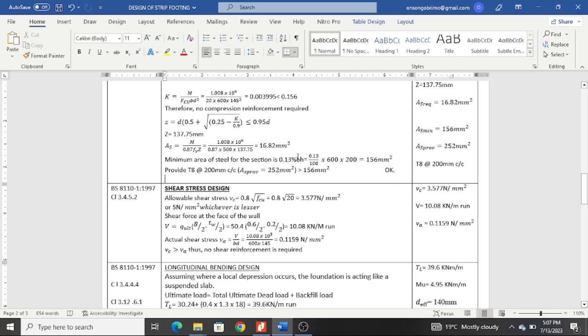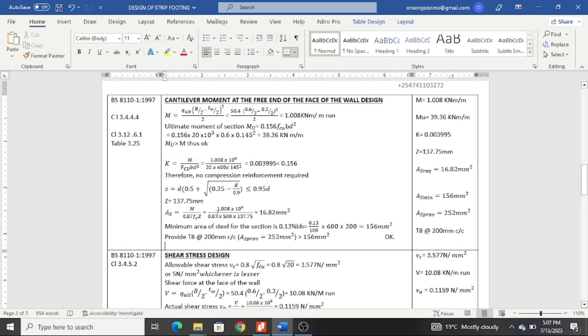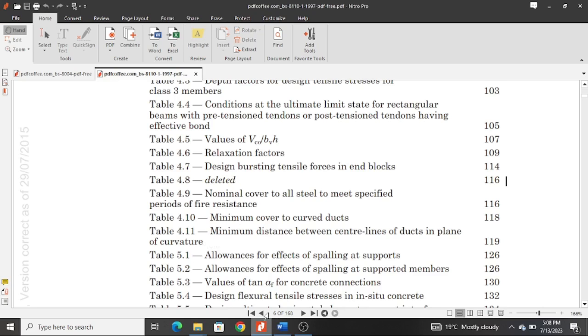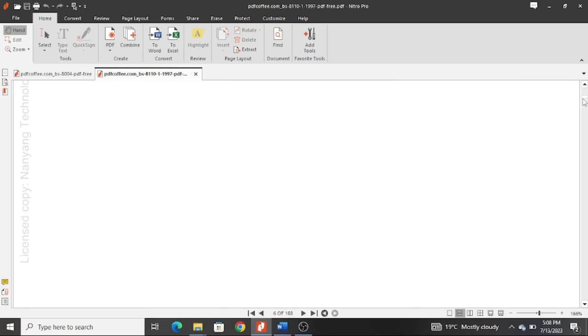Therefore, this is okay. If you're wondering where I'm obtaining this from, this is the code, and we had looked at clause 3.4.4.4. This is very useful when you're designing beams, slabs, pad footings, strip footings, and even raft. It's very, very important when designing beam elements. So we are going to open this code and see these formulas. This is clause 3.4.4.4.